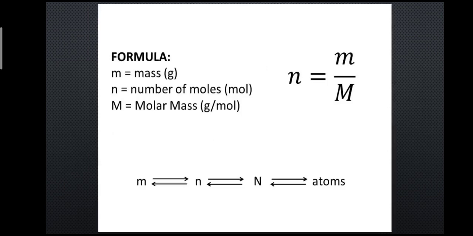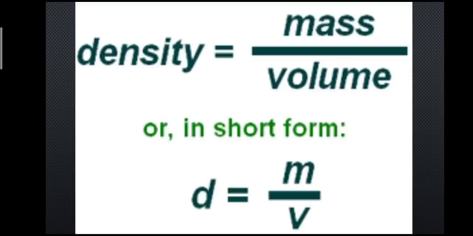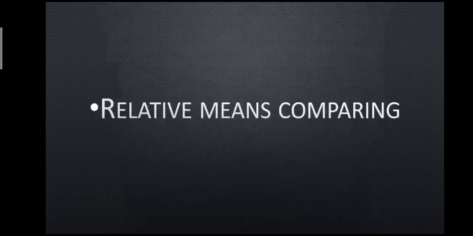We know density. Density is equal to m by v. What is called vapor density? When I say vapor, this is applicable only for gas. So we have to be very careful. Vapor density is otherwise called relative vapor density. What is meant by relative? Relative means comparing. So we are comparing a substance with some other, remember.